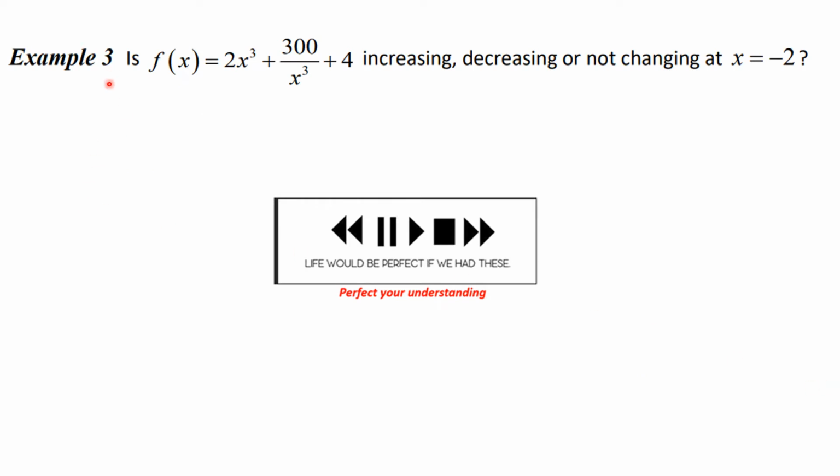Here's example 3. The question is, if this is a function, is it increasing, decreasing, or not changing at t equals minus 2? You know what to do. Let's see how you did.